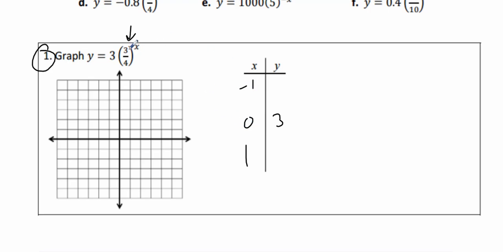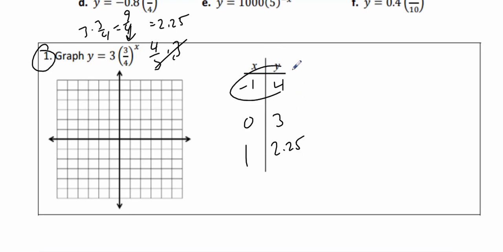The -1, what happens to a -1? This flips, so now it's really 4/3 times the 3. Those cancel, so that's a 4. Then what happens then? I got to plug in a 1. So if I plug in a 1 there, that's 3/4. Well, 3/4 times 3 is equal to 9/4, which is really 2.25. So 2.25. So these again would be my ordered pairs if you were to do this online.